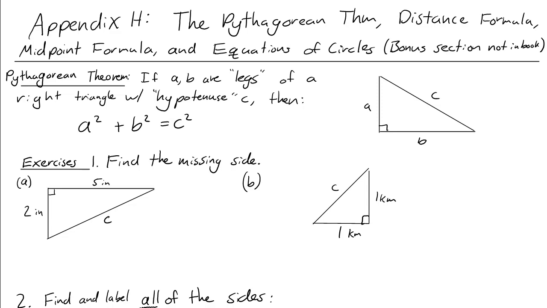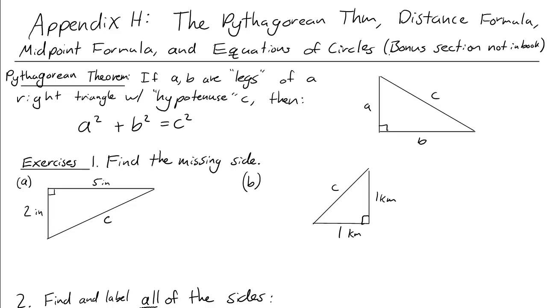This section is actually a bonus section which is not in our book. It's a collection of topics: the Pythagorean theorem, the distance formula, the midpoint formula, and equations of circles. So it's a few different topics that are not actually in our textbook, but it is part of the course outline for our class. And I think it should be in our textbook.